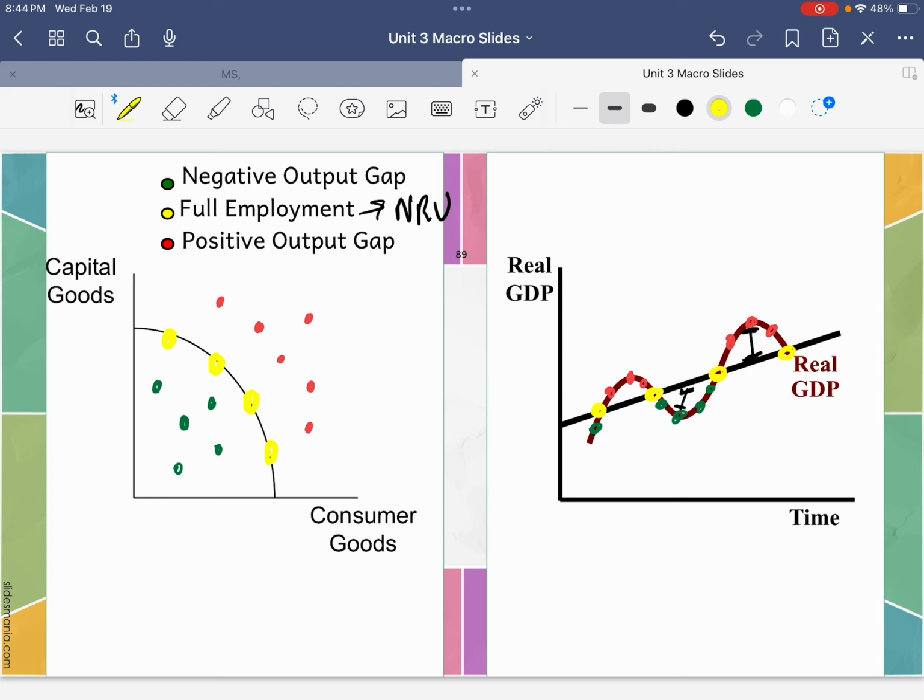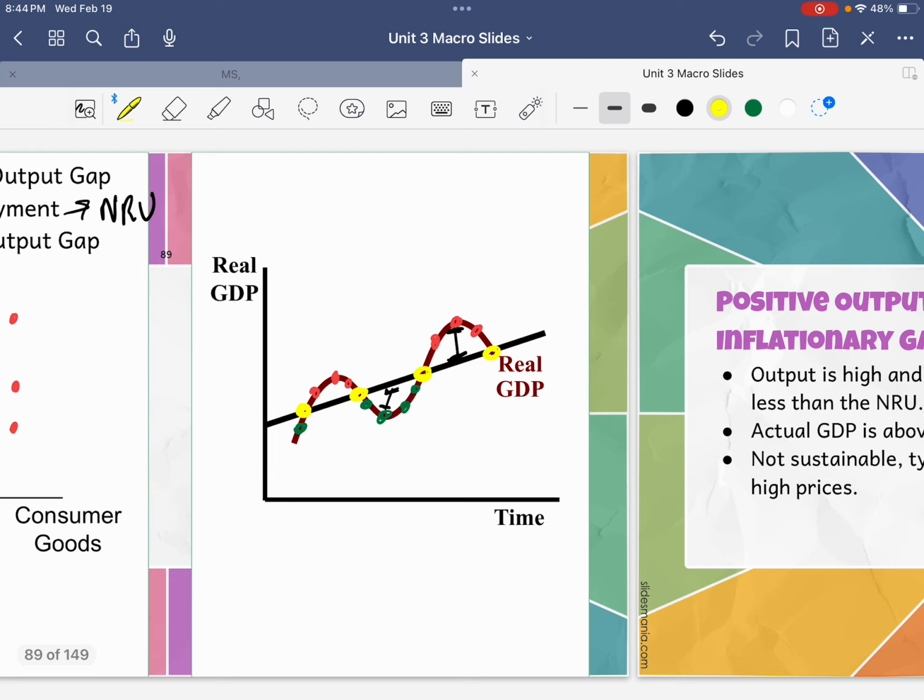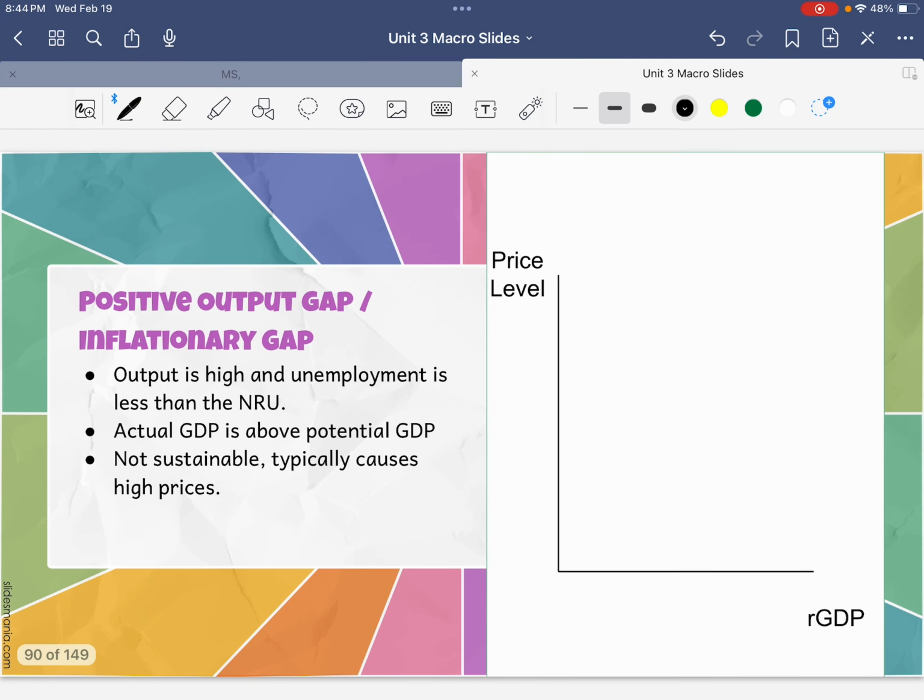So just keep them in your mind always. They come back to haunt us. Okay, so let's graph these things. I already graphed for you the one that is perfect. Our economy is producing at the perfect potential.